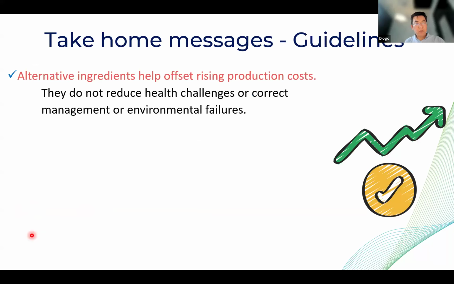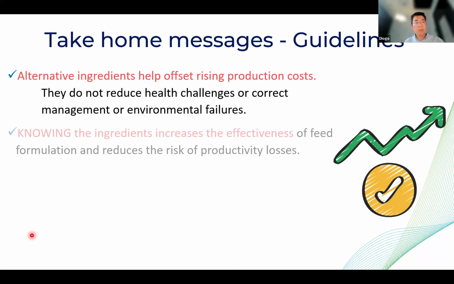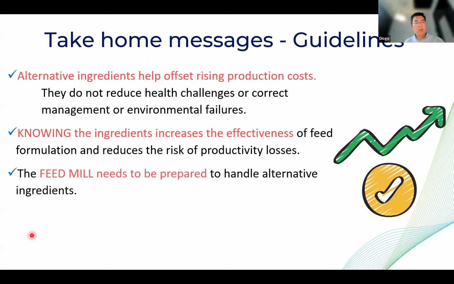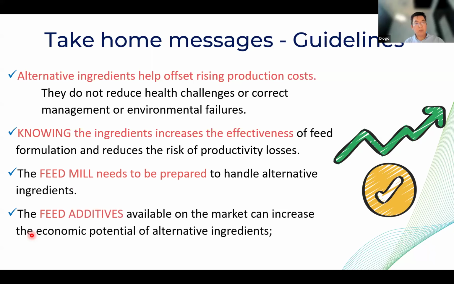So the alternative ingredients can help us with the rising of the production costs, but they do not reduce health challenges or correct management or environment failures. Knowing the ingredient increases the effectiveness of feed formulation and reduces the risk of productivity losses. The feed mill needs to be prepared to handle alternative ingredients, and the feed additives available on the market can increase the economic potential of alternative ingredients.